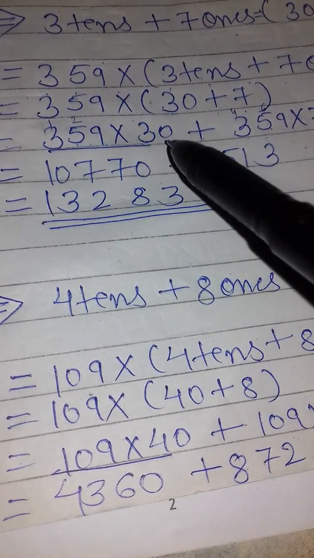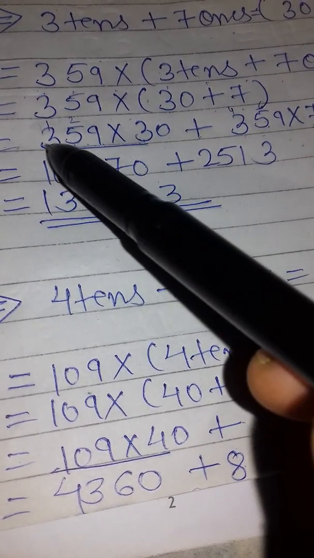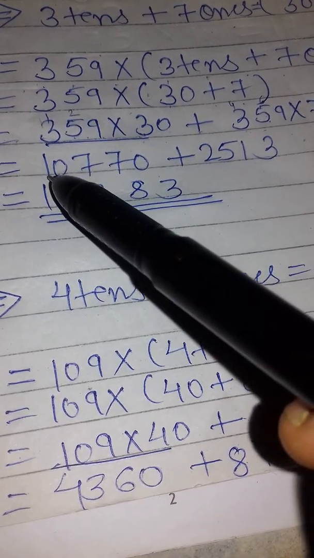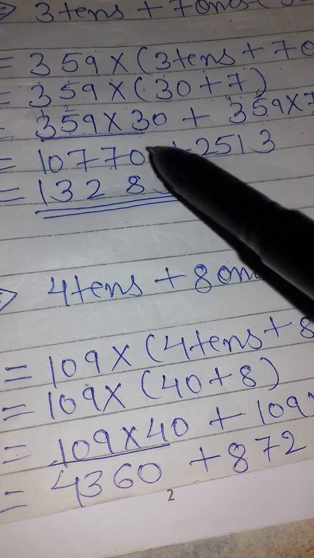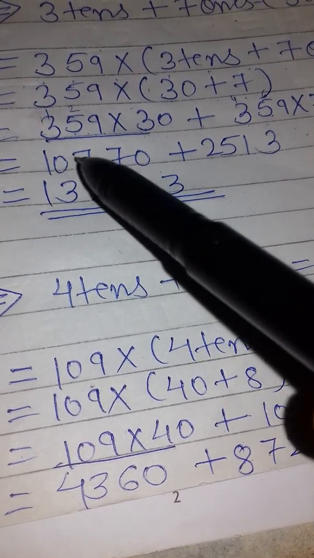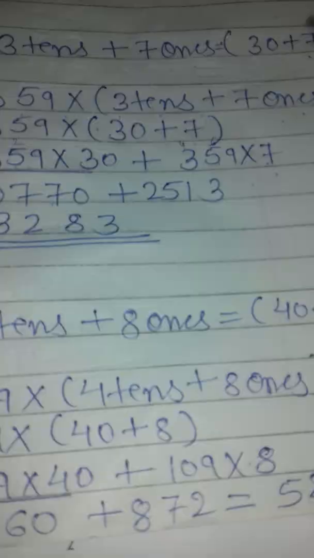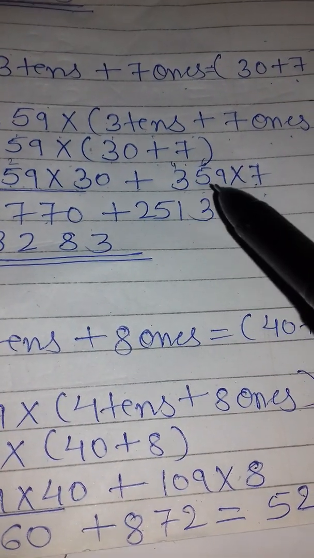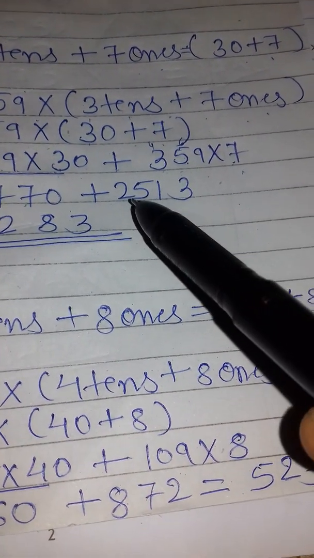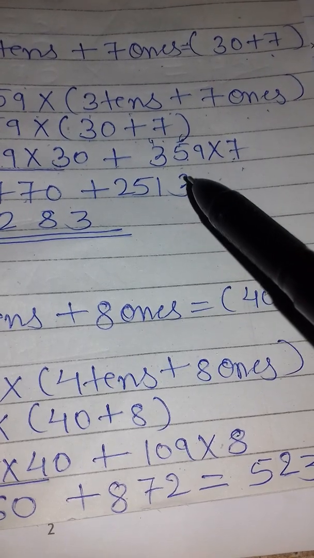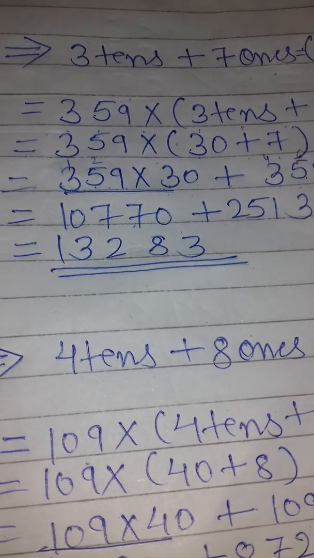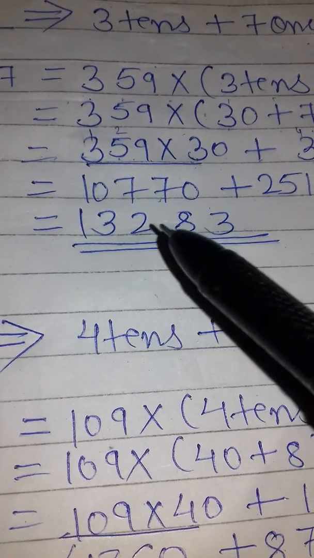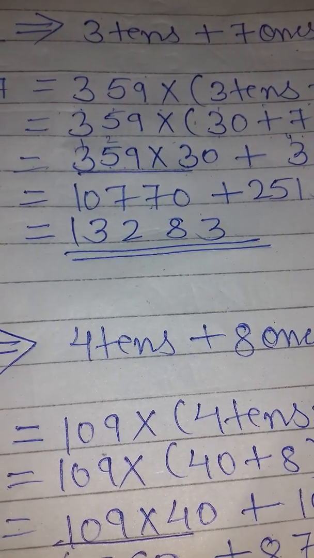So we will multiply these numbers together. First the digits: 359 into 3, we will get 1077, then add the 0 at the right side. So we have got 10770, plus, if we multiply 359 into 7 we will get 2513. Do this multiplication, students, then our answer will be 13283 for these numbers.